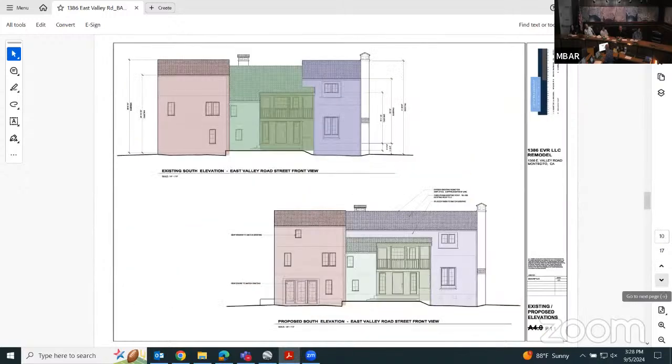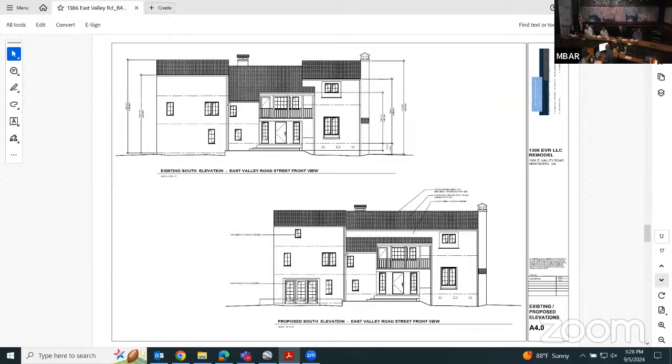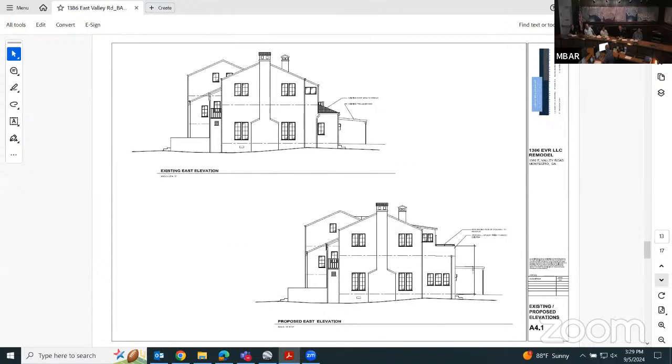Go to the uncolored ones. There you go. That's it. Yeah, I think, and go to the next one. I think it's the next one. Yeah, I think I'm fine with what you're proposing there.